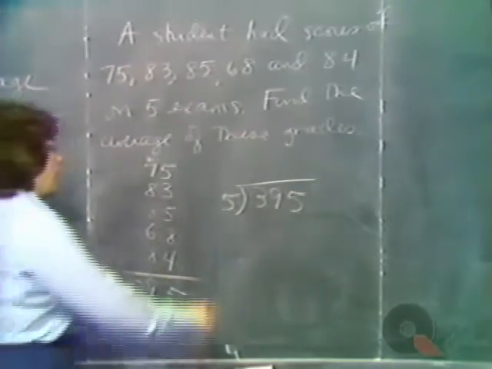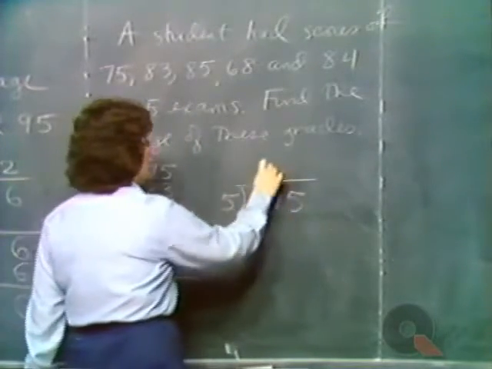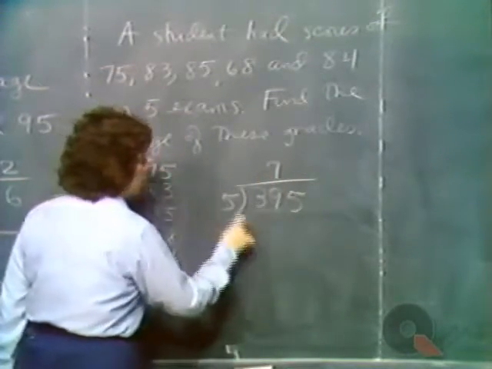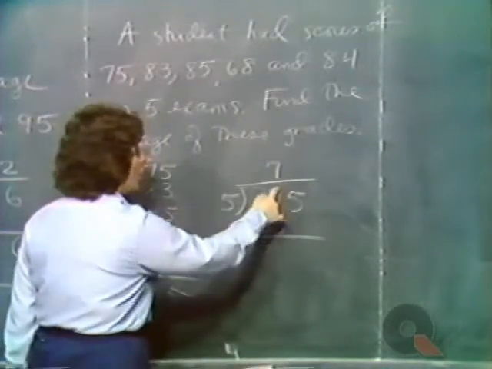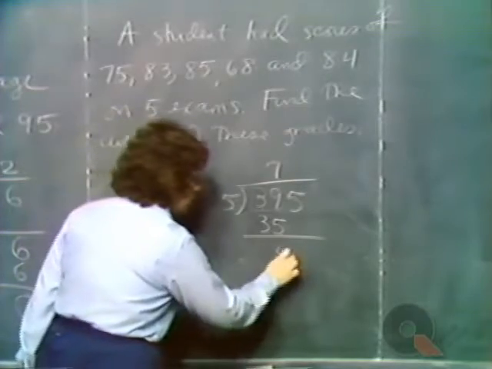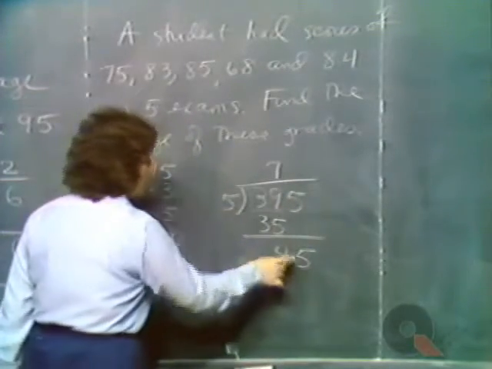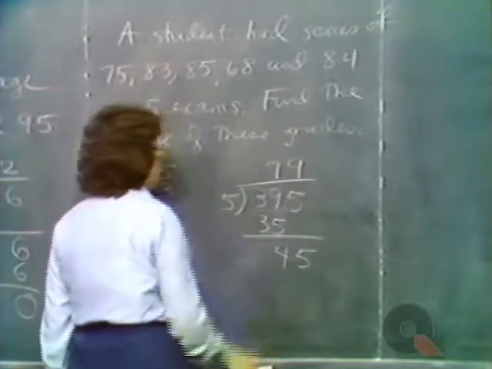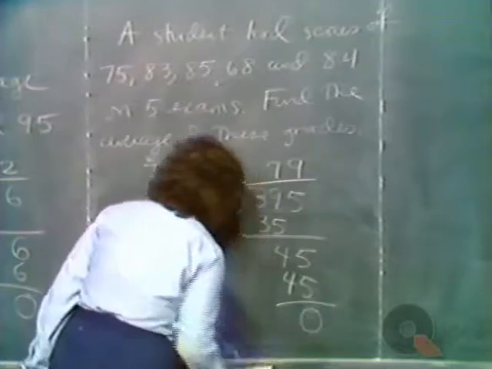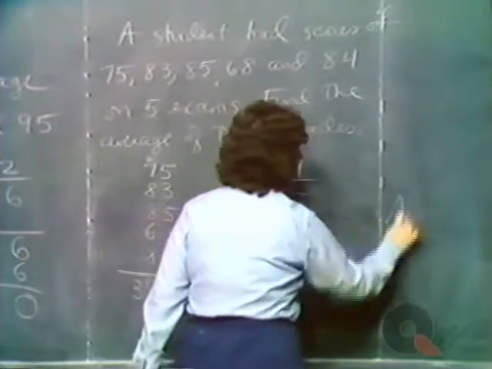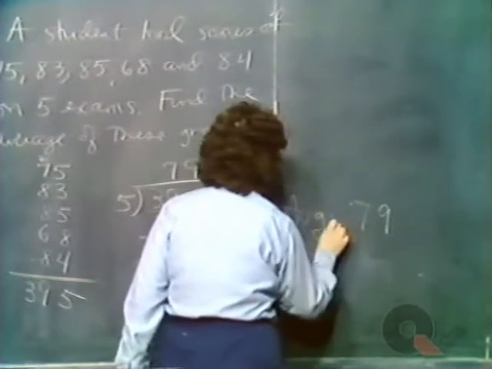How many times does 5, well, 5 doesn't go into 3, but how many times does it go into 39? 7 times. 5 times 7, 35. We subtract. 9 take away 5 gives us 4. We bring down the next digit. How many times does 5 go into 45? 9 times. 5 times 9, 45. Remains a 0. And the answer, the average, is 79.